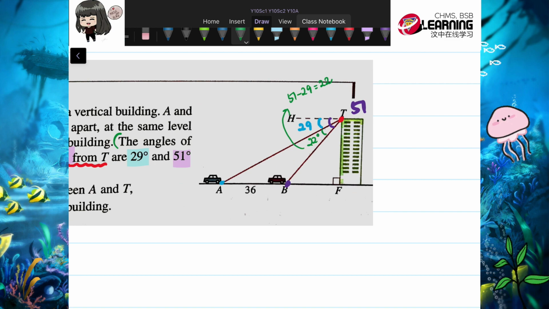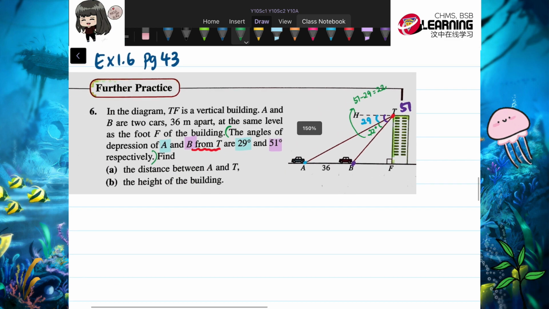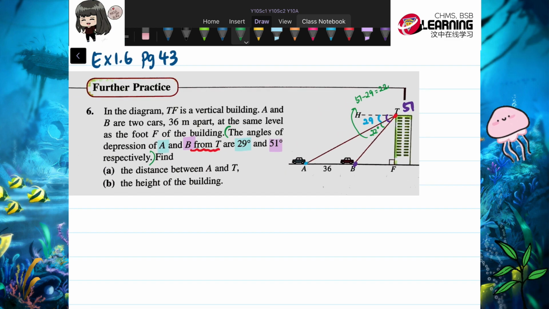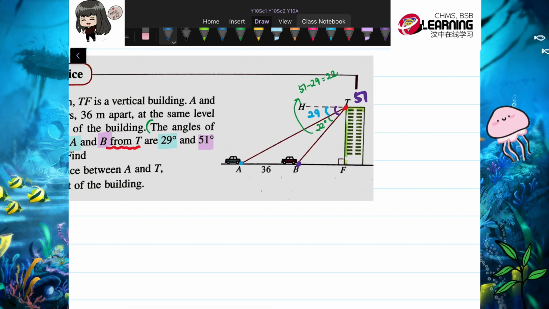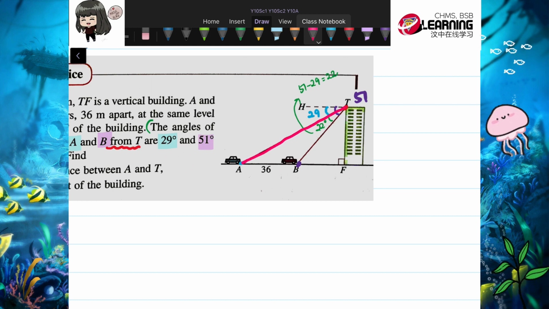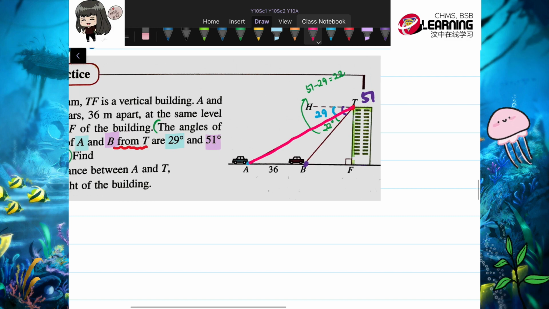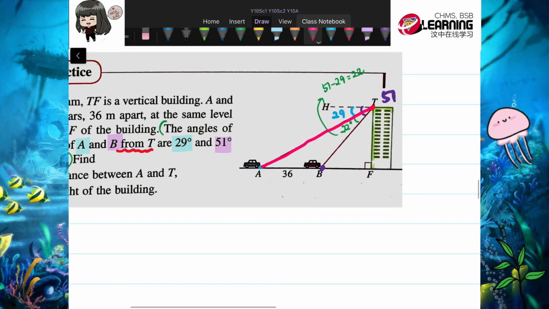Hopefully. Okay, so that sentence already tells us everything here, and we're going to label it correctly. If we label correctly, then we can do the question. If we label wrong, we cannot do the question. Okay, so find the distance between A and T. So now what are they asking you to find? Find AT, this distance. Okay, so how to find that distance?